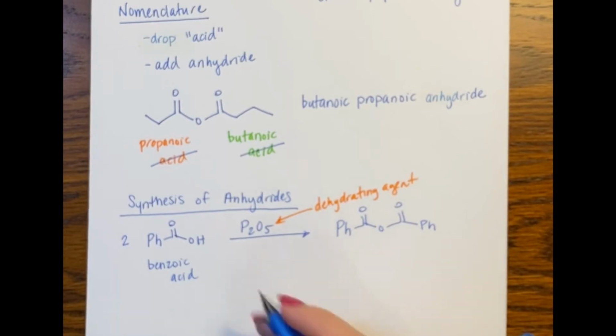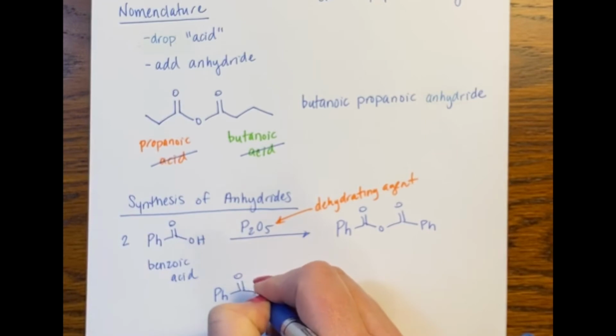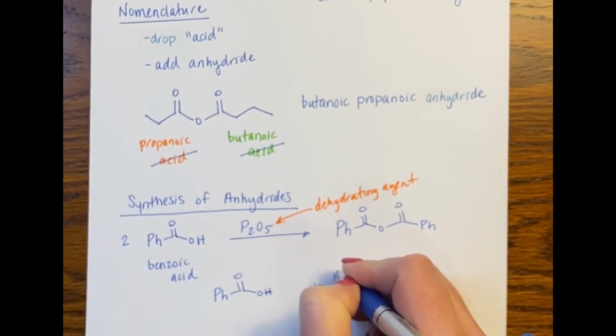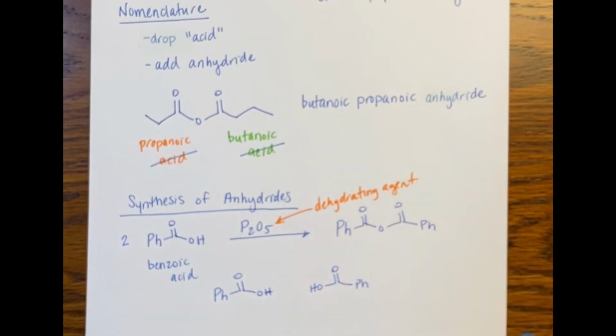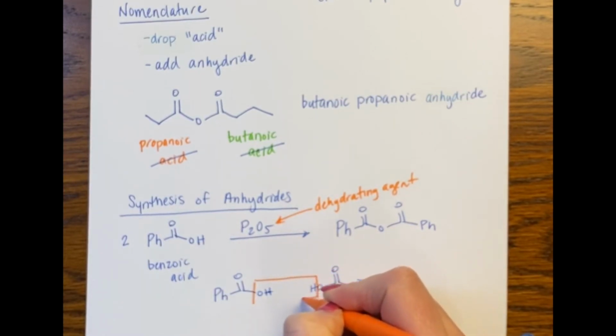So if we think about putting these two components together, here are our 2 equivalents of benzoic acid. What we're going to do is remove the OH from one and the H from the other and link the remaining pieces together. Now, that's the synthesis of a symmetrical anhydride.